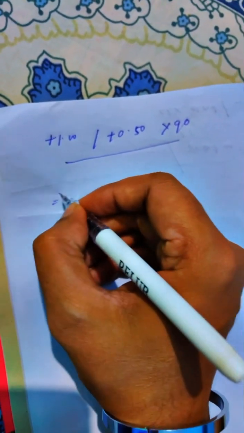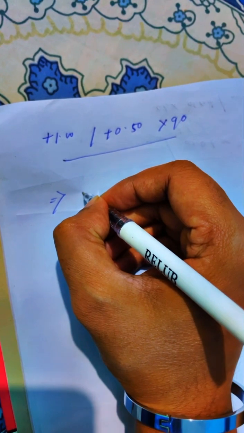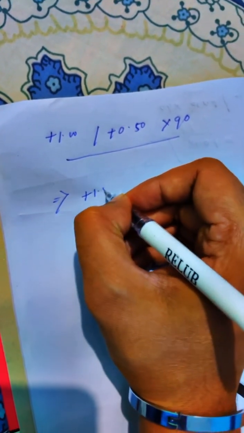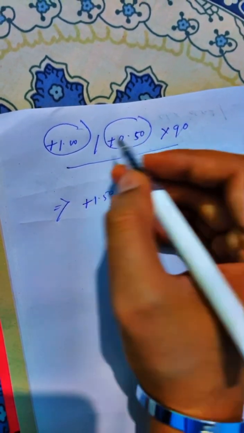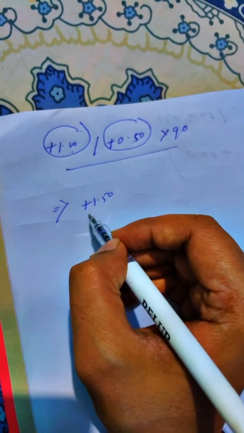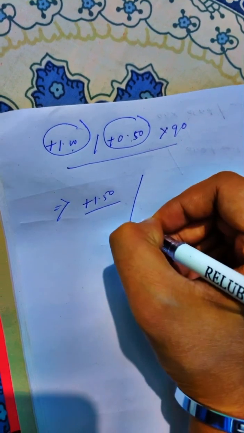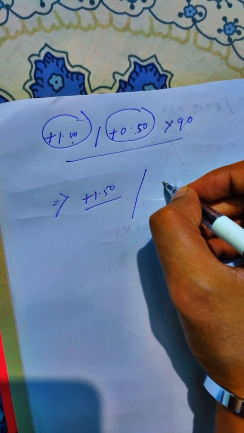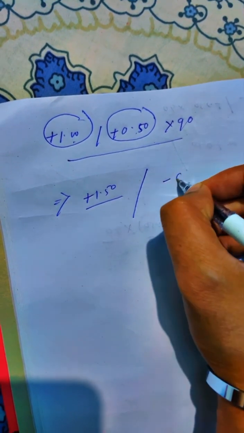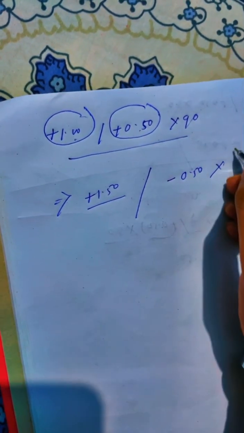So that formula says sphere plus cylinder. So it will be plus 1.50, because this is your sphere and this is your cylinder, right? 1 plus 0.50 is 1.50. Then make a segment, and here you have to change the sign of your cylinder. So it will be minus 0.50.